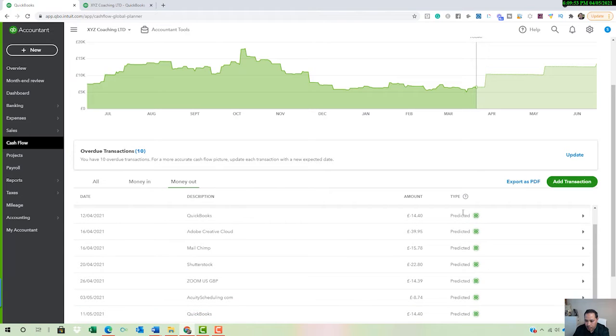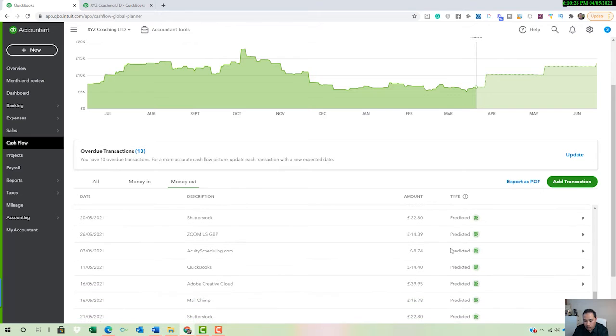You'll see types here like predicted. If you hover here, you can see the predictions are based on patterns in your bank history. If you look at the previous months' data, you would have seen there were transactions to QuickBooks for £14.40 around the 12th of March 2021, and also on the 12th of February 2021. So based on historical data, the system is smart enough to predict that there will be a transaction for this amount going to this supplier on this date.